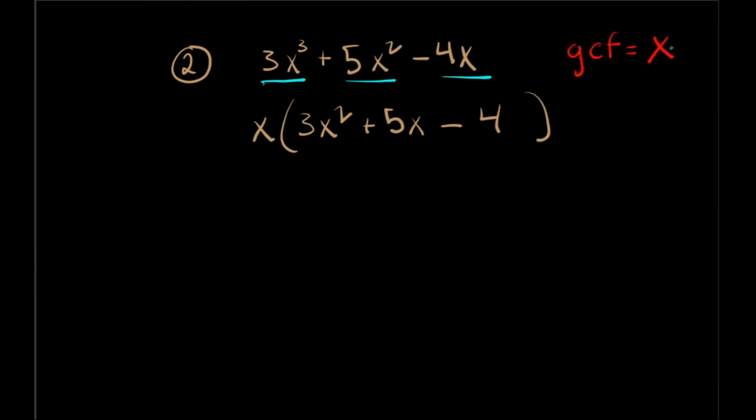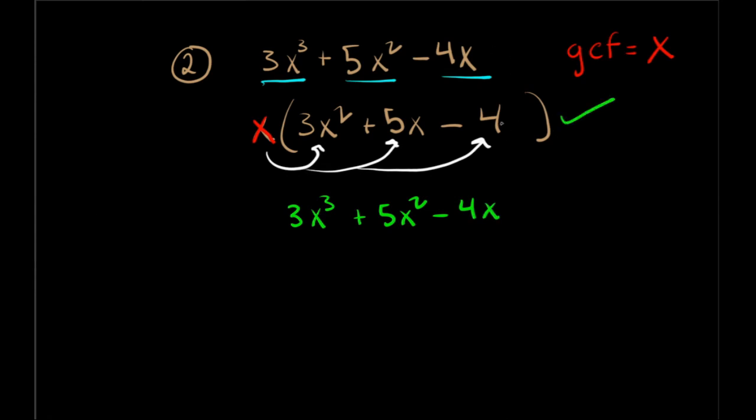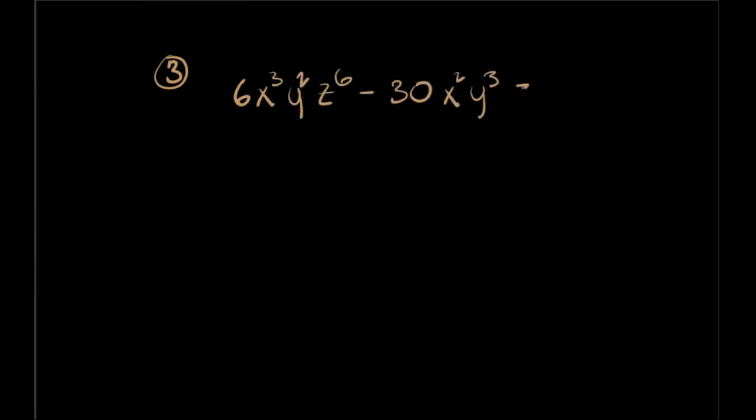Again, we can always check our work by distributing. When I do that, you should get 3x to the third power plus 5x squared minus 4x, which is what I started with. Okay, one more GCF example. Let's look at the expression 6x cubed y squared z to the 6 minus 30x squared y cubed z squared.